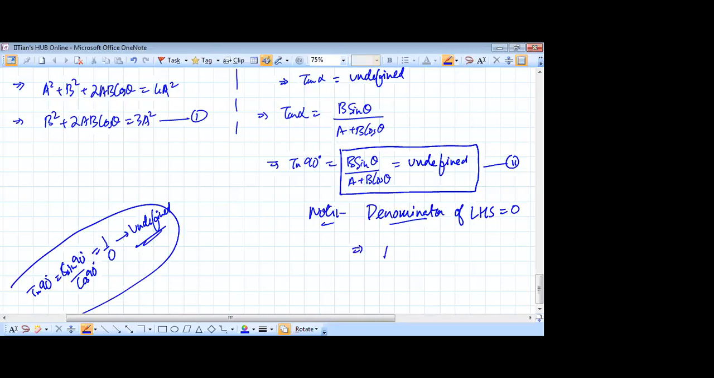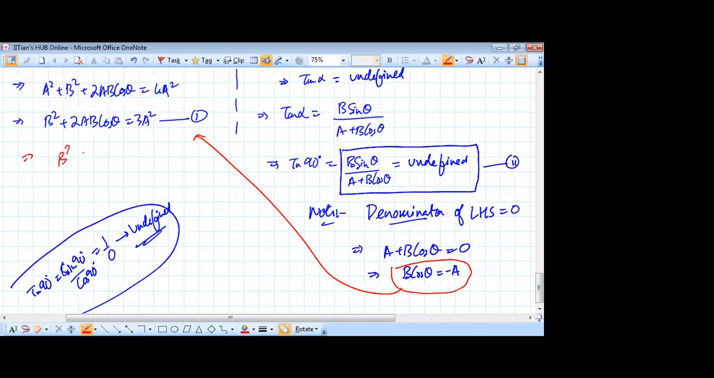So that means A plus B cos theta has to be 0, or B cos theta has to be minus A. So this is coming from equation 2. Now you substitute this information in equation 1, and immediately you will get the relationship. Substitute this here. So we get that B square plus 2A into B cos theta, which is minus A square, minus A, is becoming 3A square. So now you can see that B square is becoming 5A square.